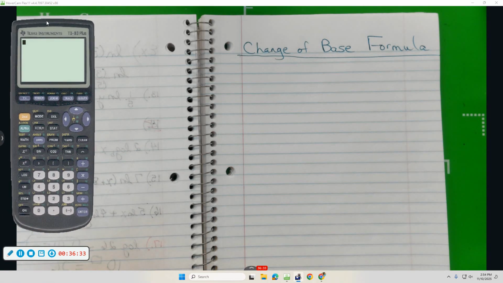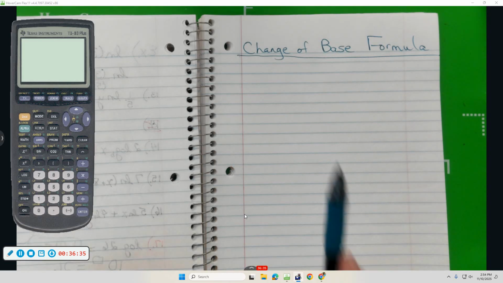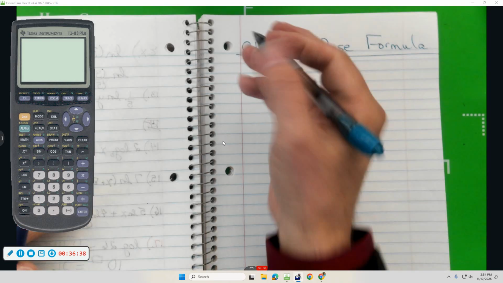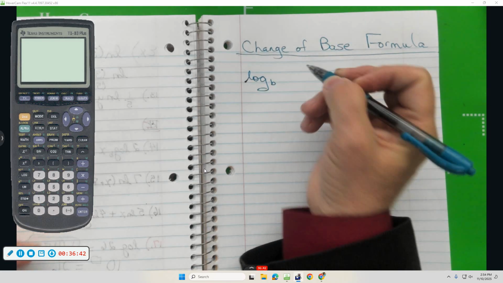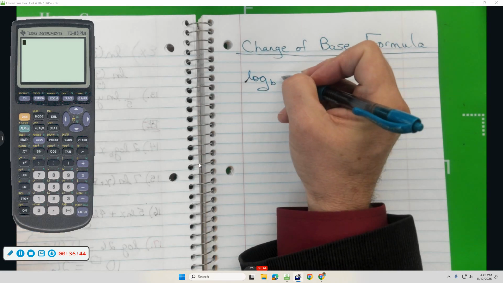Most calculators only have a LOG and an LN key on them. So if you had something like a logarithm to the base b of x.